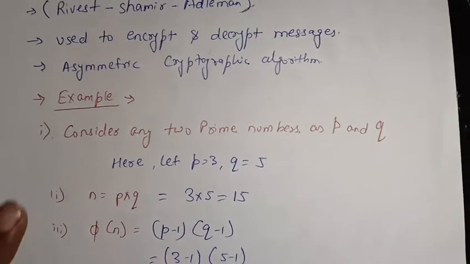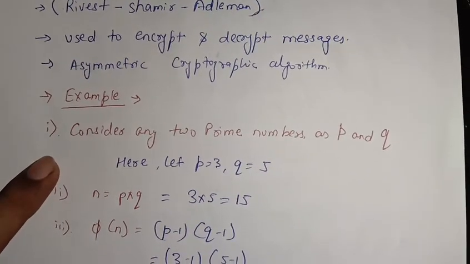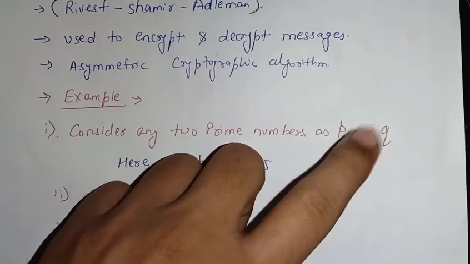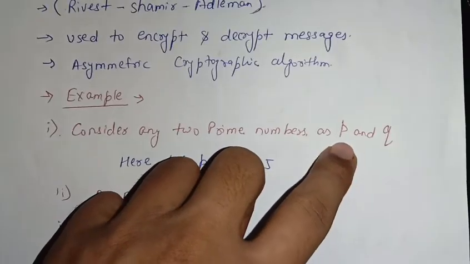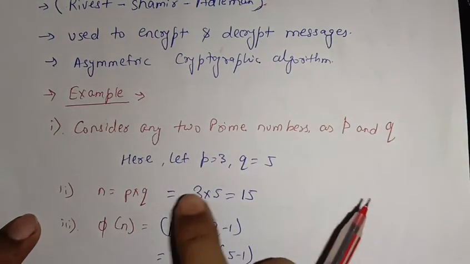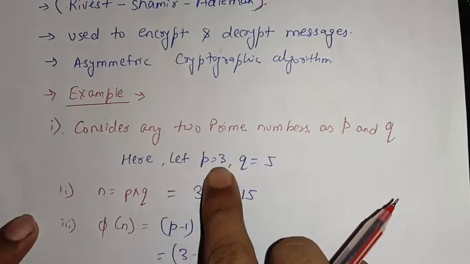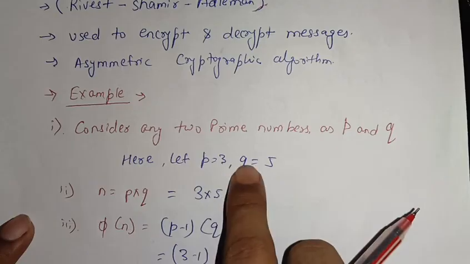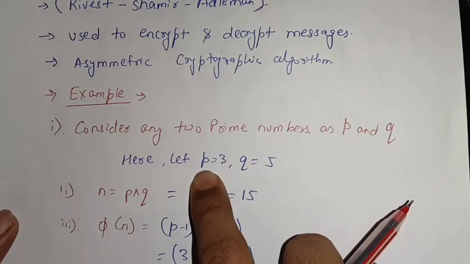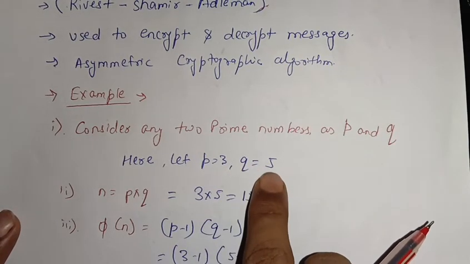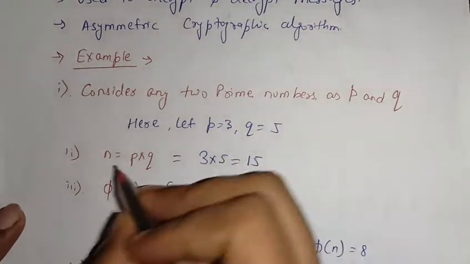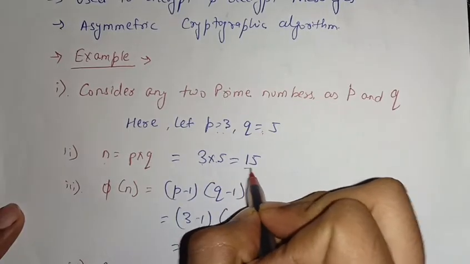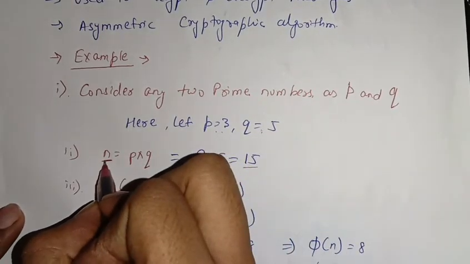So firstly we need to consider any two prime numbers as p and q. This p and q are variables. You can take a and b also, but here we are taking p and q as variables. Here let p is equal to 3, q is equal to 5. Any two prime numbers you can take. Now for the second step, just multiply these two prime numbers. So 3 into 5 is equal to 15. We got the result of n.